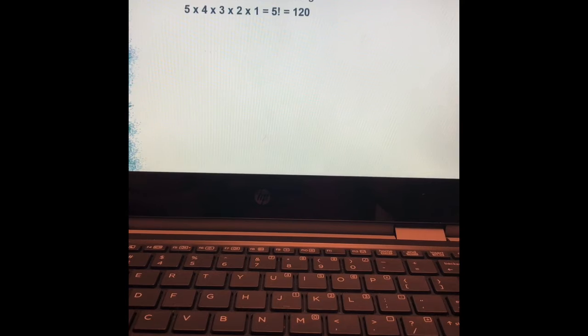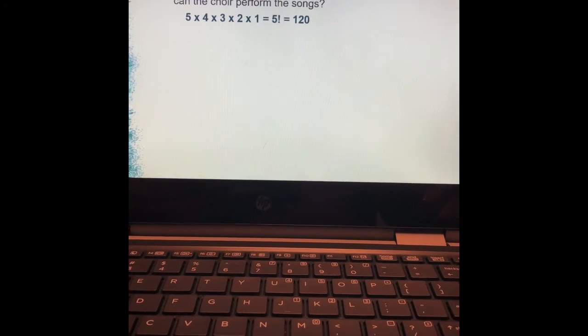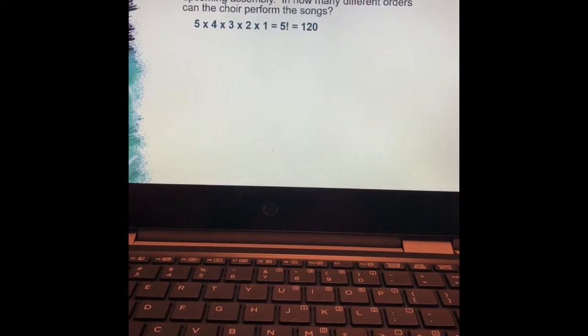Okay, so senior choir has rehearsed 5 songs for an upcoming assembly. In how many different orders can the choir perform the songs? You have a couple options here. You could make a tree diagram. Take some time. It'd be a waste of time, really. The other option, you got to do the string of multiplications. So starting with 5 times 4 times 3 times 2 times 1, which is also a waste of time when you could use factorial. So just put 5 factorial and you get the answer.